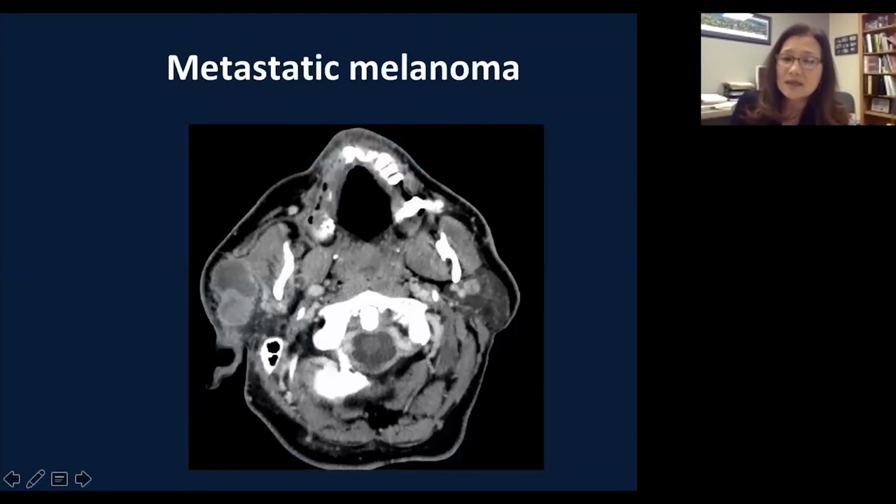The other metastases that could happen to the parotid gland include melanoma. You could think of melanoma if it's on the scalp or face, most likely as a lymph node metastasis, but this is melanoma from elsewhere, a much lower body part, metastasized to the parotid gland.